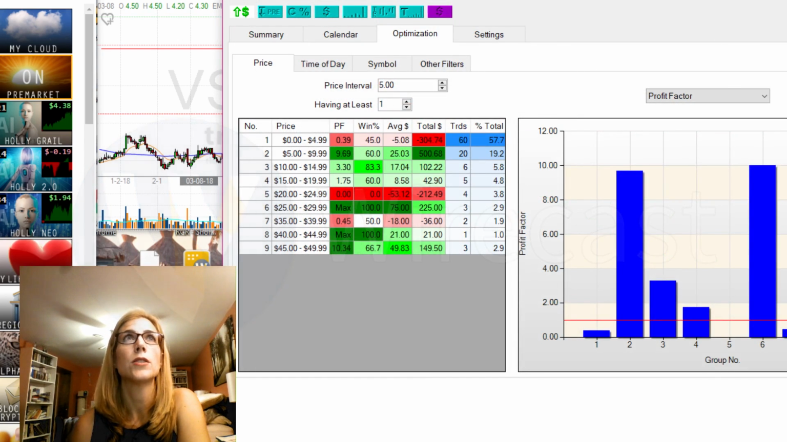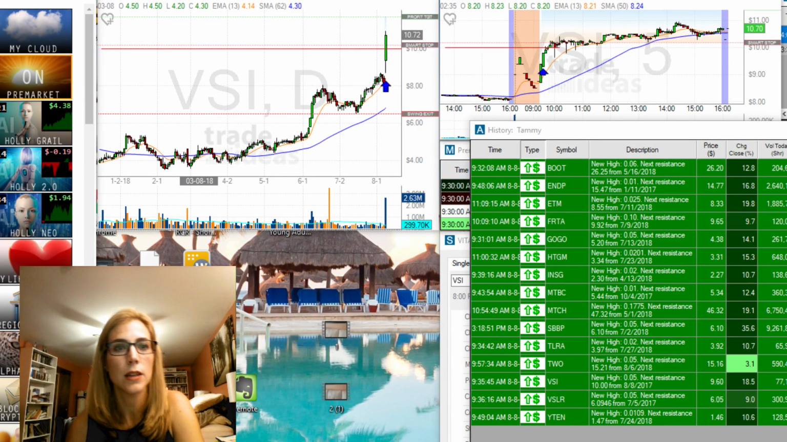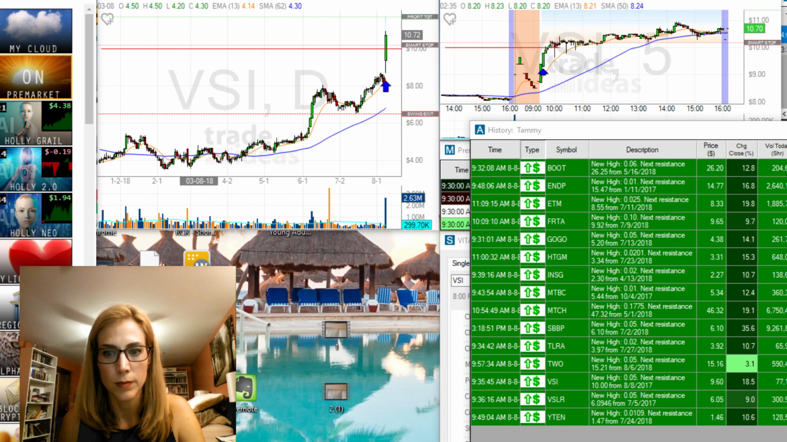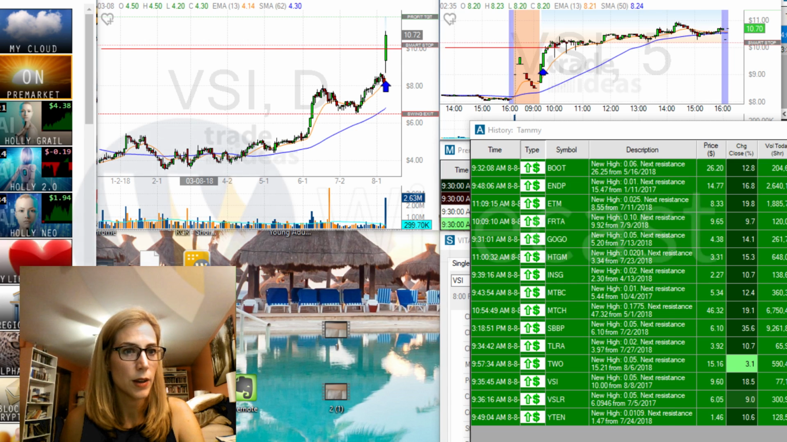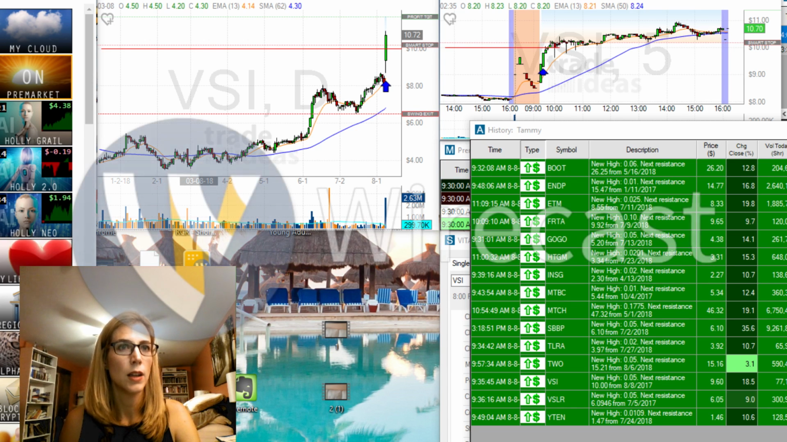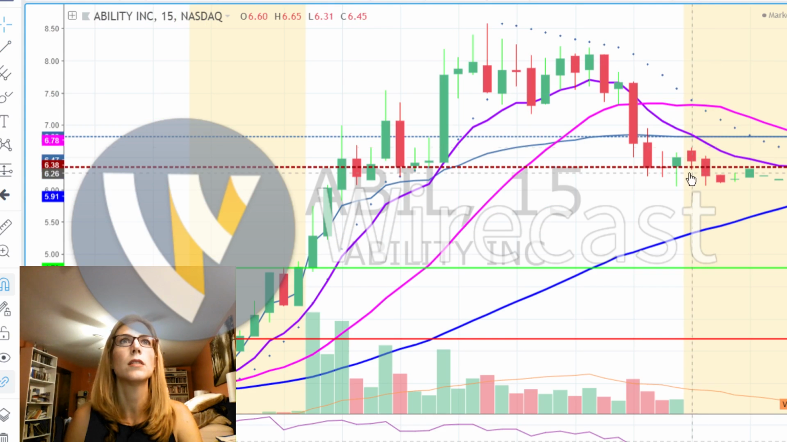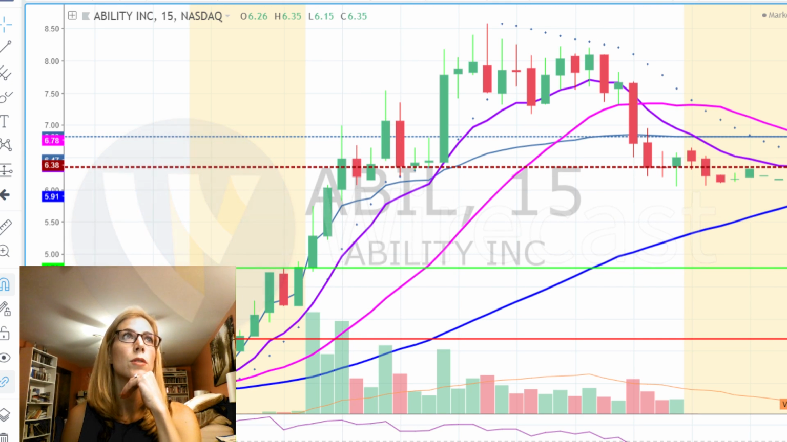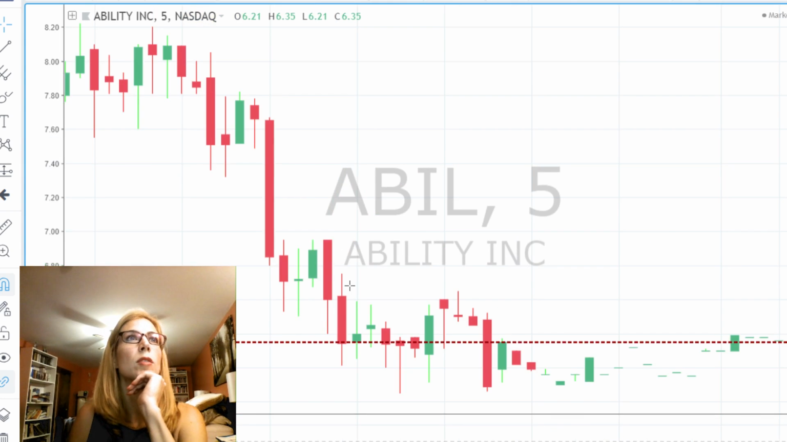All right, let's go back to ABIL, and I'm actually going to pull it up on TradingView. I will give it a 15-minute candle here and pull this up for you guys to see. Let me just see what you guys are seeing. Okay, right here was basically the open, and I'm going to pull it back to 5 minutes.